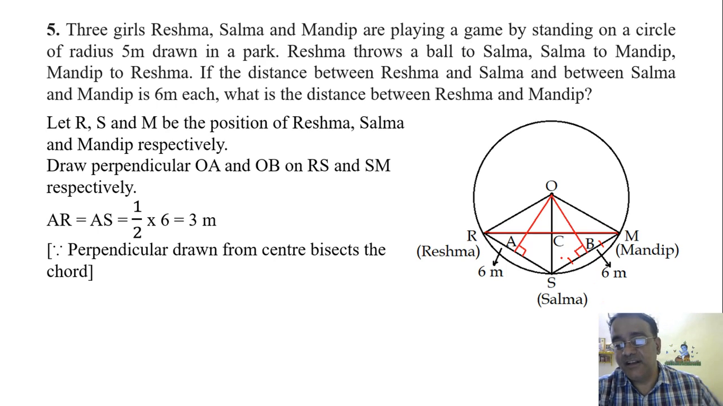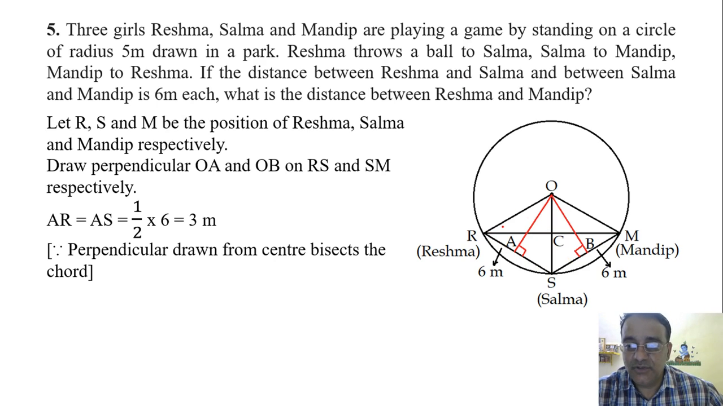Now what will we do? We will find the area of triangle ORS. Look carefully. How will you find this area? Area is half into base into height. Right. So base we have, that is RS, but height is not there. So we will find the height first by using Pythagoras theorem.